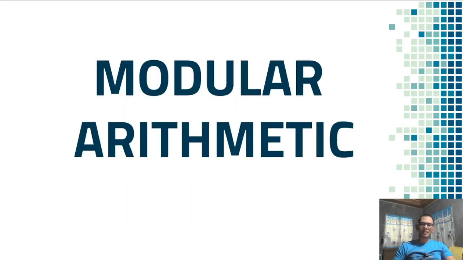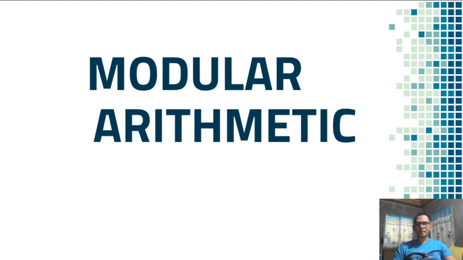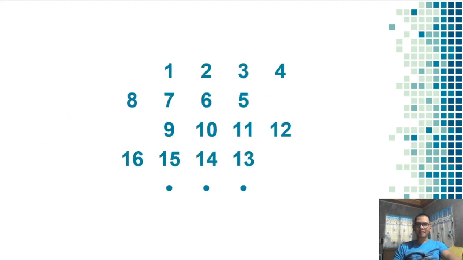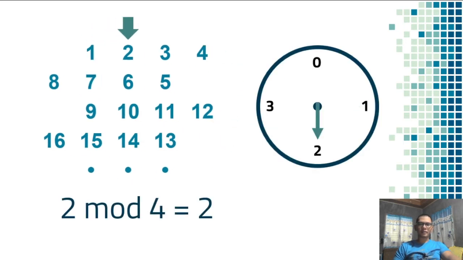In modular arithmetic, we have 2 basic operations, div and mod. 27 div 12 refers to the whole number quotient of 27 and 12, which is 2, as mentioned earlier. 27 mod 12, on the other hand, pertains to the remainder when 27 is divided by 12, which is 3. Now that we understand the foundations of modular arithmetic, let's head back to the arrangement I've modified earlier. You can now view this pattern as a 4-hour clock that goes on and on. This would be how it looks.